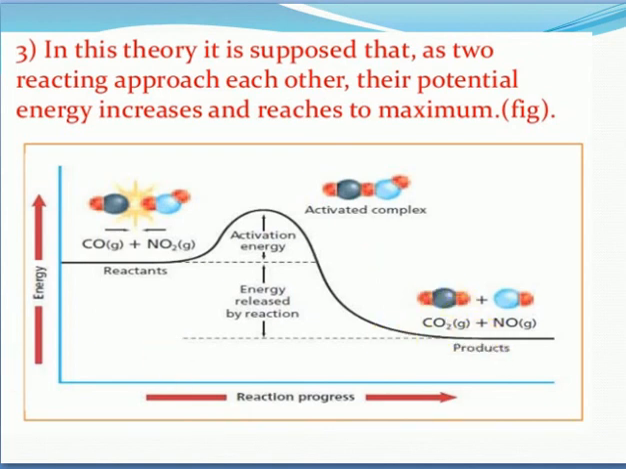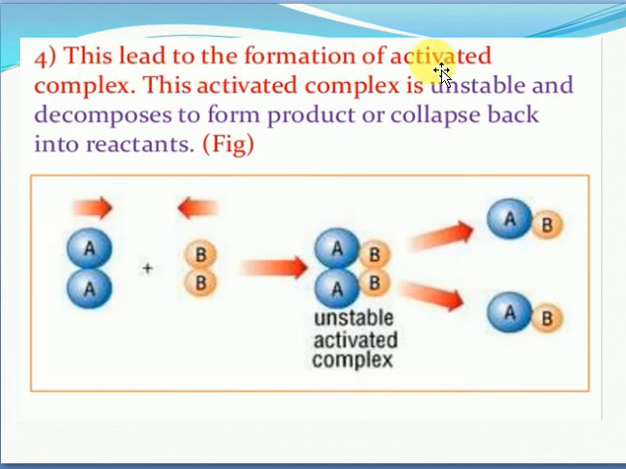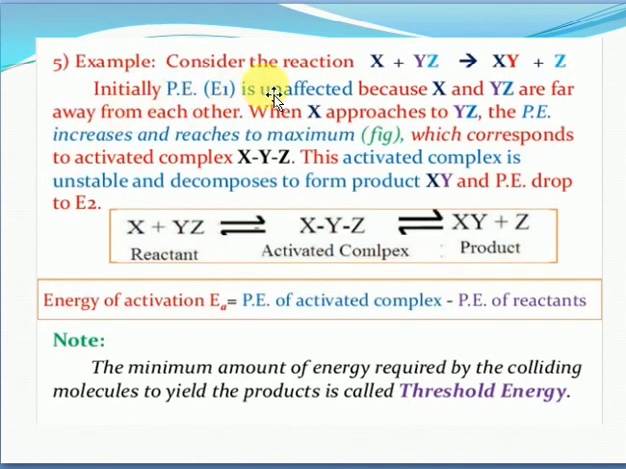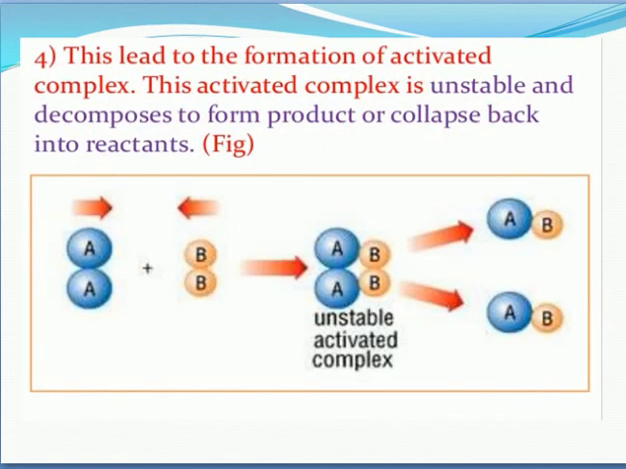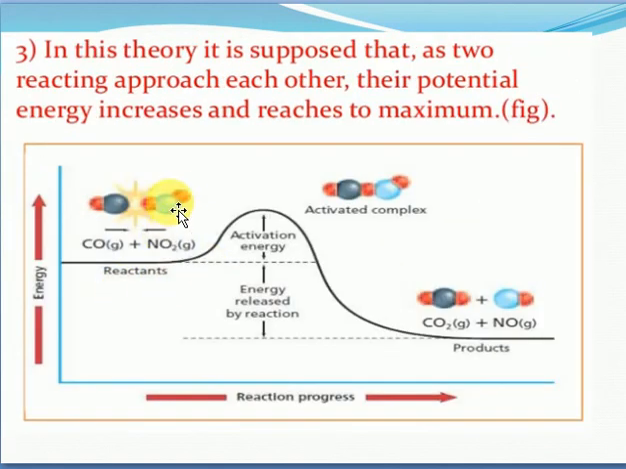So go for the next one. This leads to formation of the activated complex. What happens initially? AB molecule is there, BB molecule is there. They react together and form one unstable intermediate state. This intermediate state brings the product. Clear? For example, consider X plus Y Z, a displacement reaction. Nitrogen dioxide becomes nitrogen monoxide, and carbon monoxide becomes carbon dioxide. These are displacement reactions only.